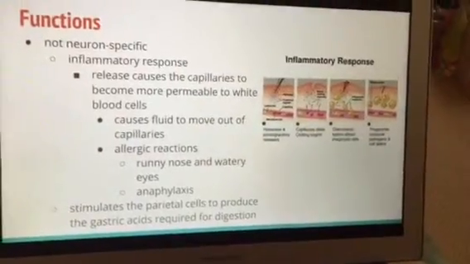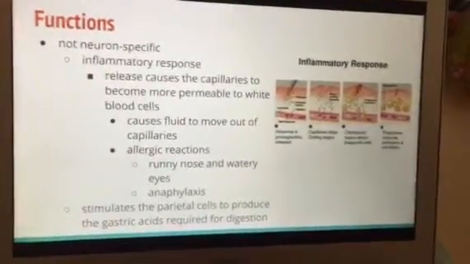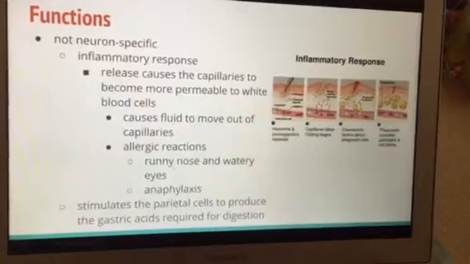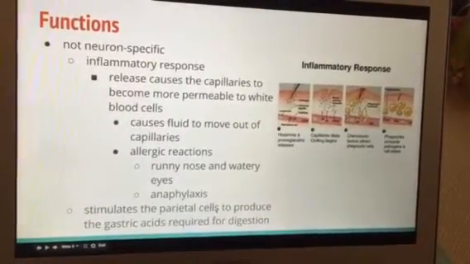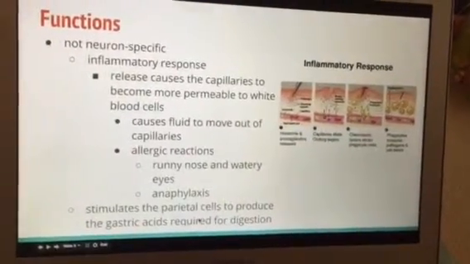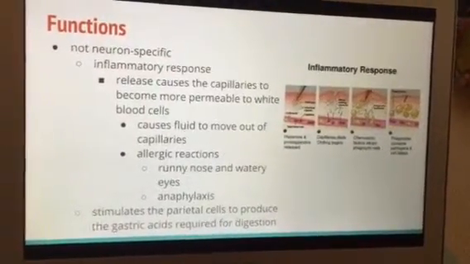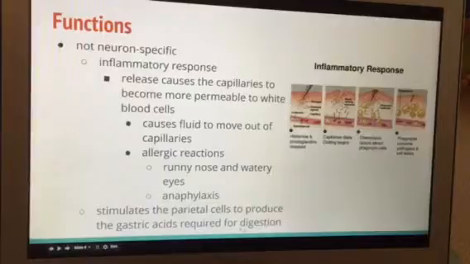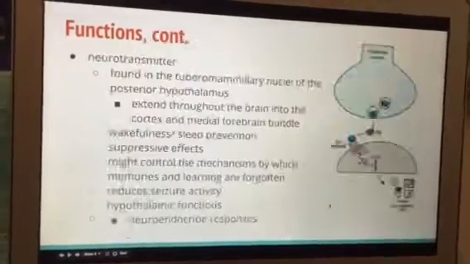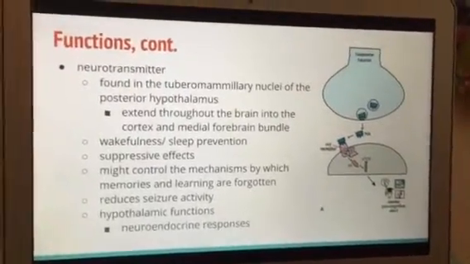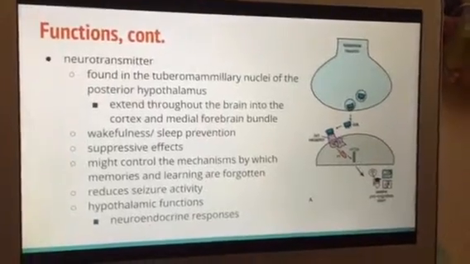Another function of histamine that is not so well known is that in the stomach it stimulates the parietal cells, which are the cells that result in hydrochloric acid being released. So that is important in the role of digestion. As a neurotransmitter, histamine has a variety of functions.